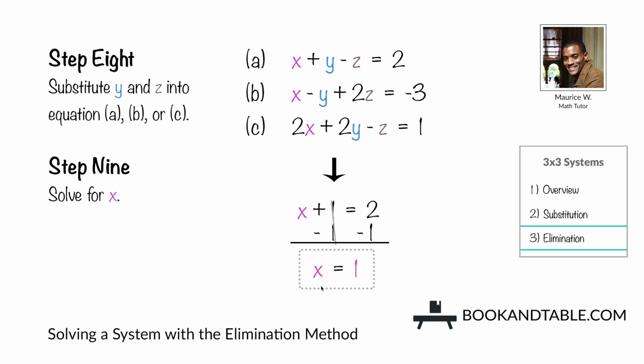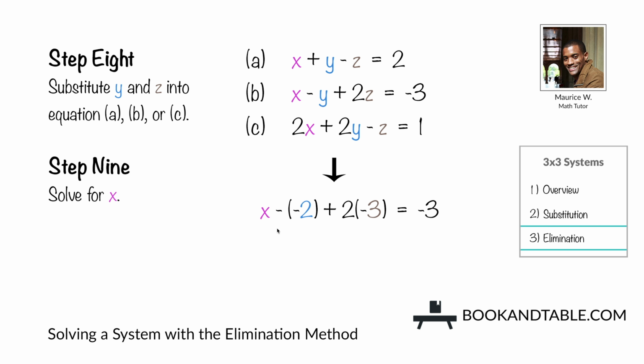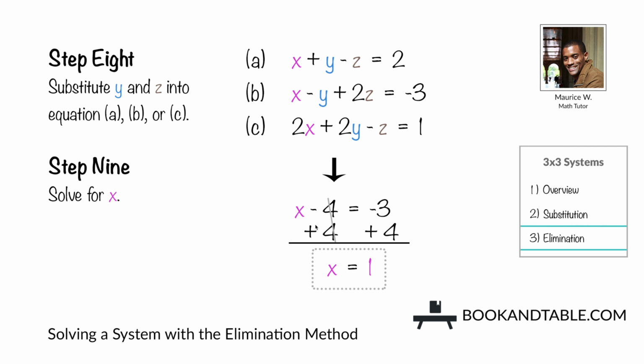And we'll get the same value for x if we plugged y and z into B, which would have been x minus negative 2, which would be positive 2, plus 2 times negative 3, which is negative 6. 2 minus 6 is negative 4, giving us x minus 4 is equal to negative 3. And now we'll add 4 to both sides, again showing us that x is equal to positive 1.